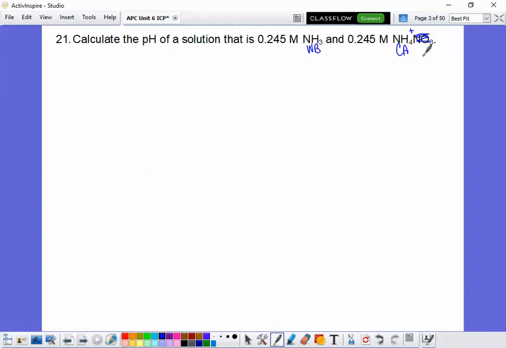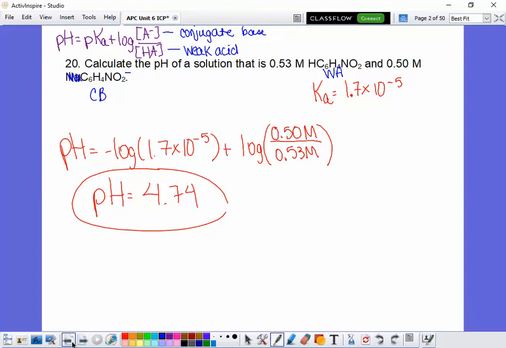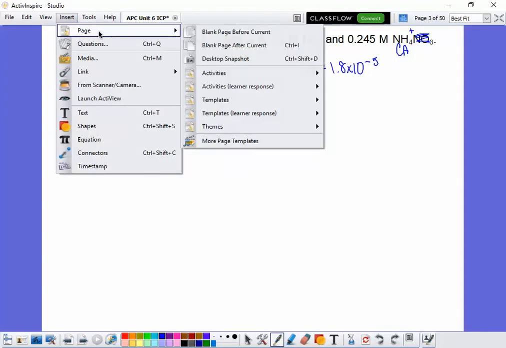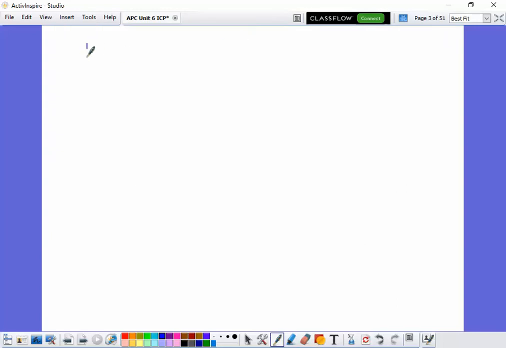Okay? So notice that if this were a problem, you would also be given Kb of NH3. But wait, we need Ka to find pKa, right? In this equation, the Henderson-Hasselbalch, we need Ka. I gave you Kb. What is the relationship between Ka and Kb? Good. I'm going to insert a page to write some stuff down. So we know that Ka times Kb equals Kw, right?